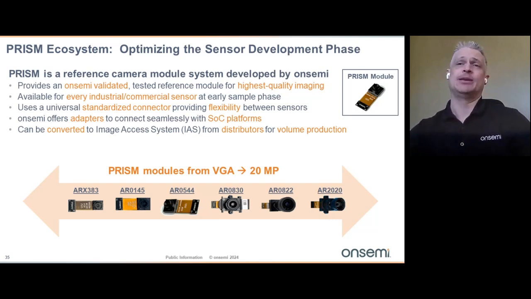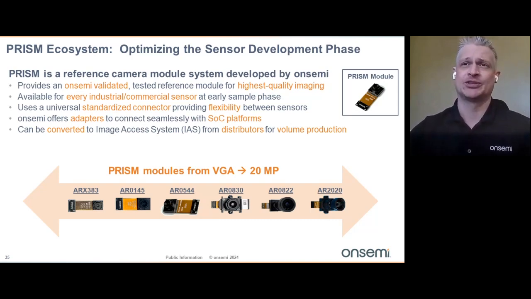I'll skip over just some slides for the sake of time here, but something that we're actually doing at onsemi is something we call PRISM, which stands for Premier Reference Image Sensor Module. We effectively are, as a part of our design process, developing modules for our image sensors. Now, I want to make it very clear, these are not for sale for production. These are not production units.